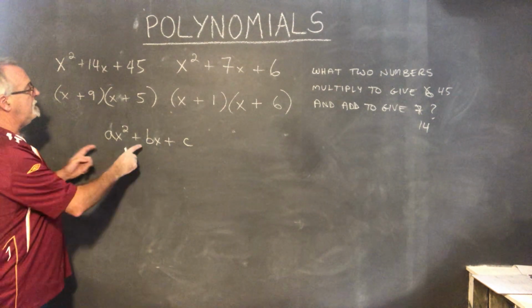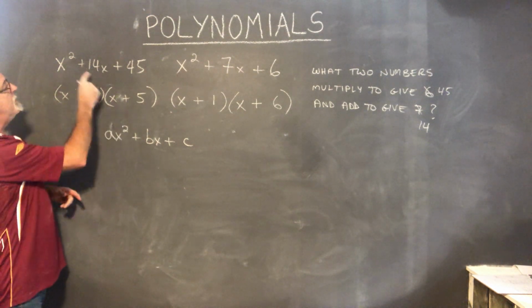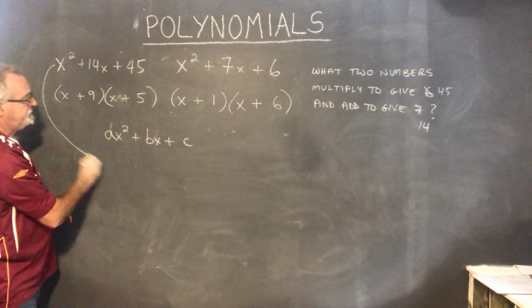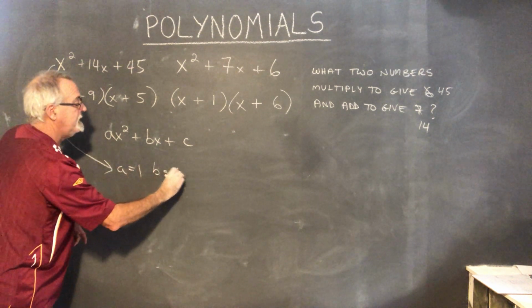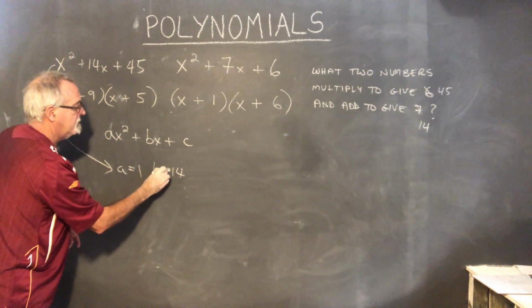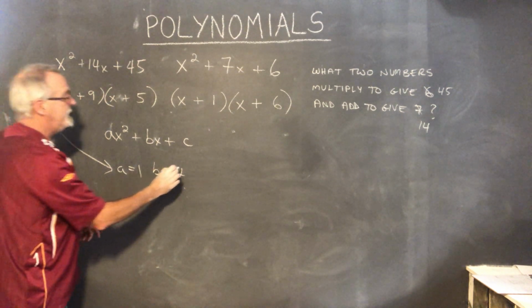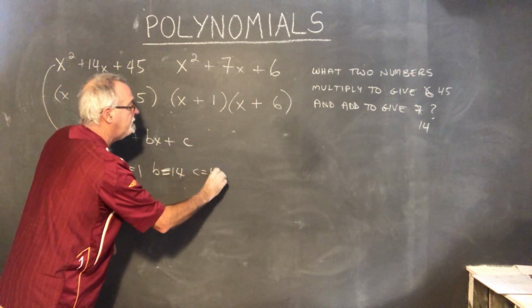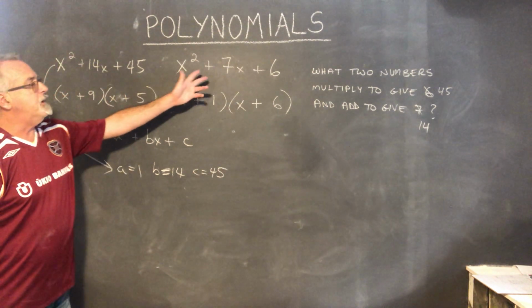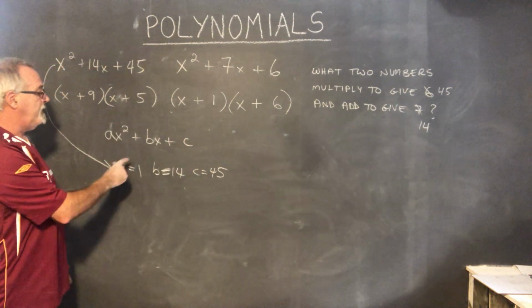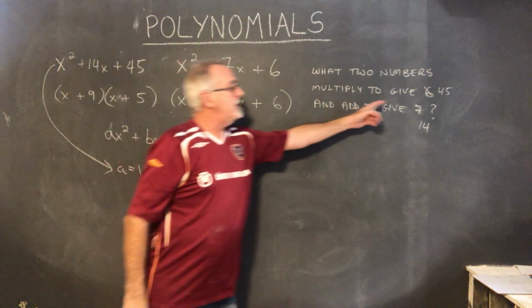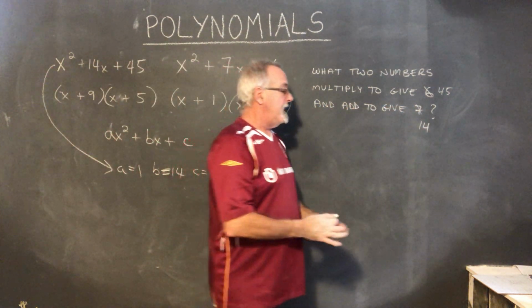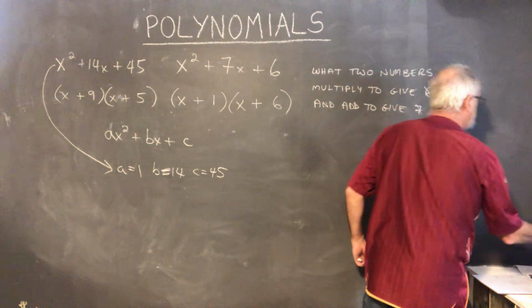So what we can do is look at a trinomial like this one, and say A equals 1, B equals 14, and C equals 45. A step along the way to factoring the trinomial can be to define: what's my A, what's my B, what's my C, so that I can figure out what numbers to put into this question. And that allows me to change the question.